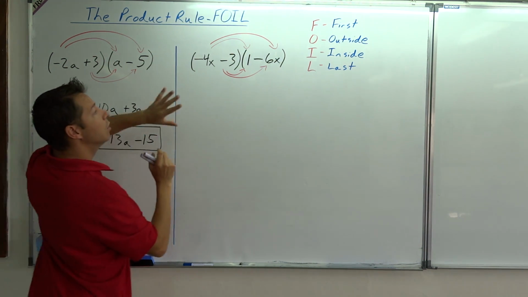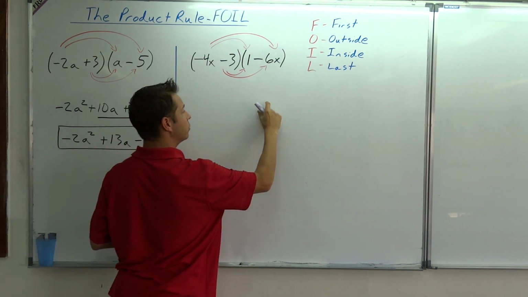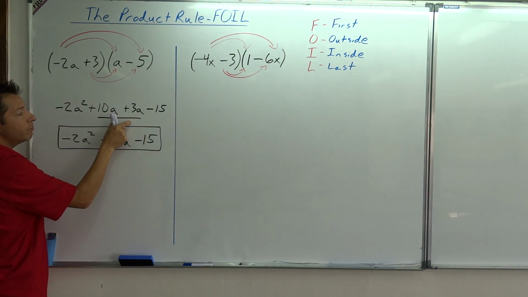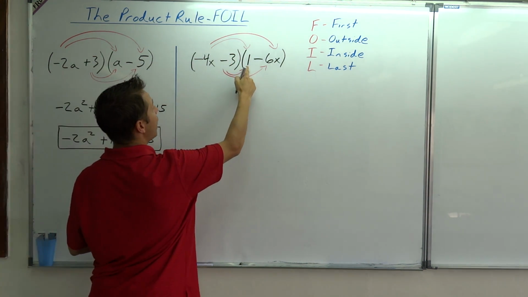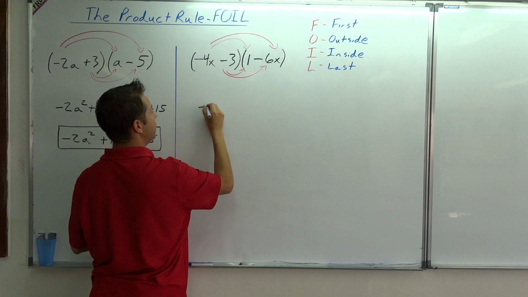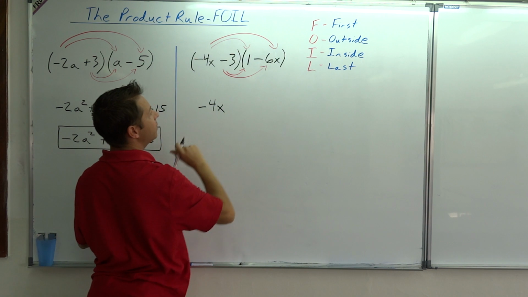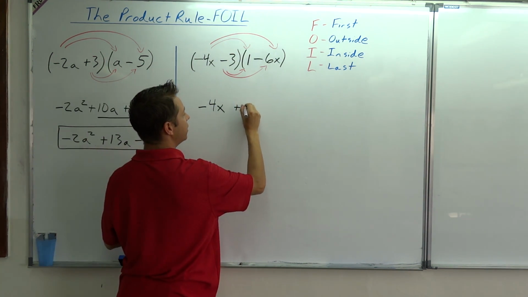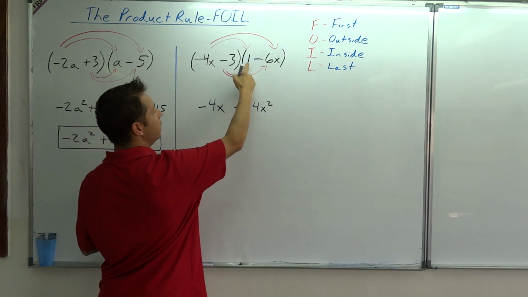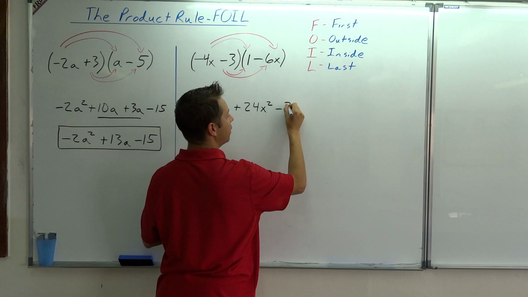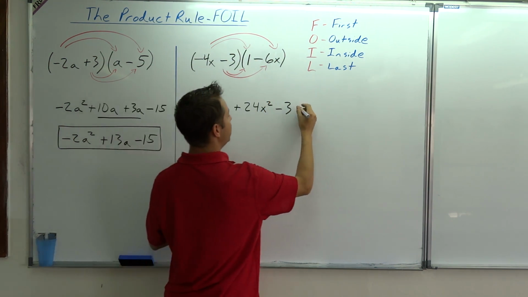So all of the multiplying that I'm going to do is the exact same. But when I get my 4 terms, the 2 terms in the middle that are next to each other are not going to be like terms this time. So negative 4x times positive 1 should be negative 4x. Negative 4x times negative 6x is going to be positive 24x squared. Negative 3 times positive 1 is going to be negative 3.